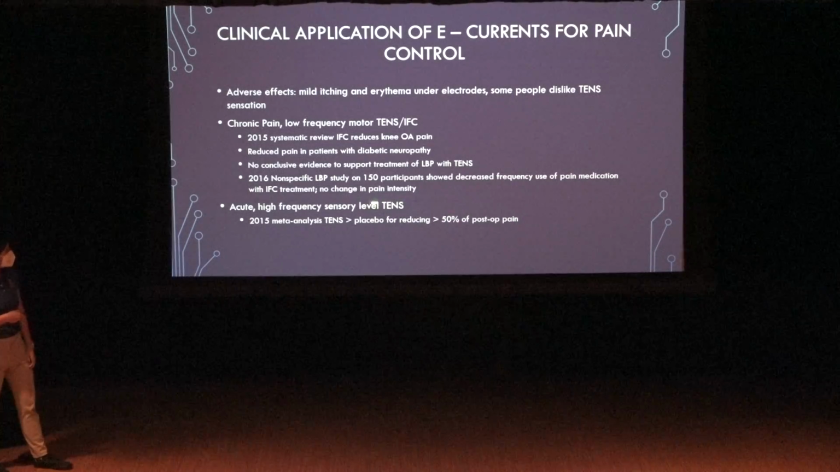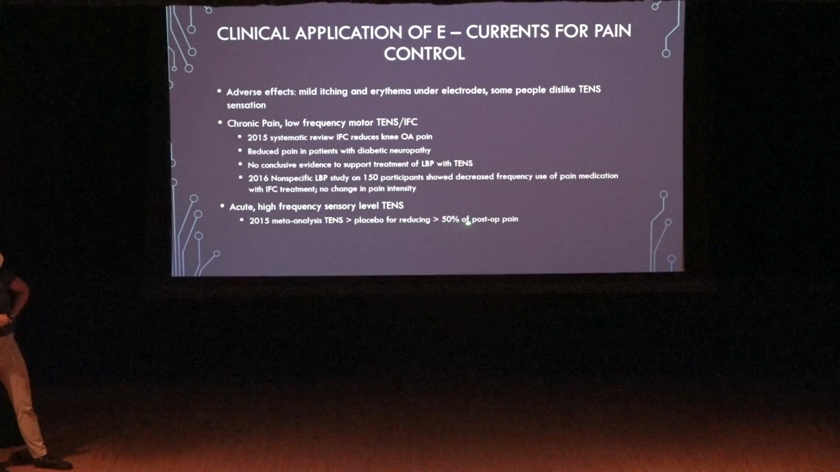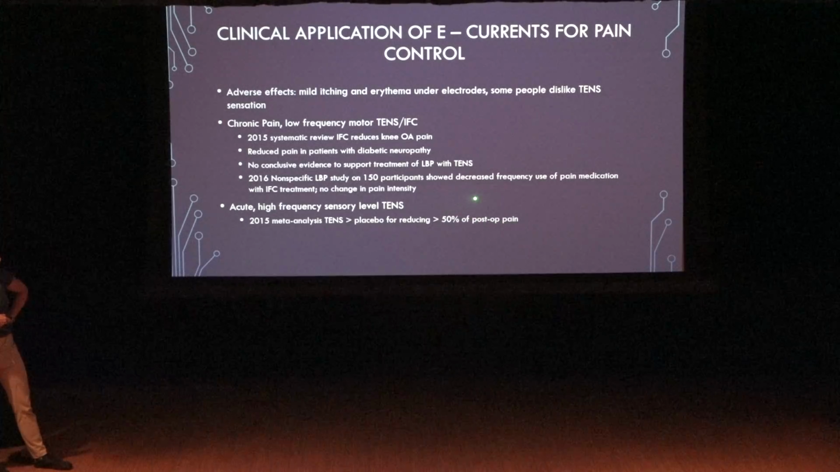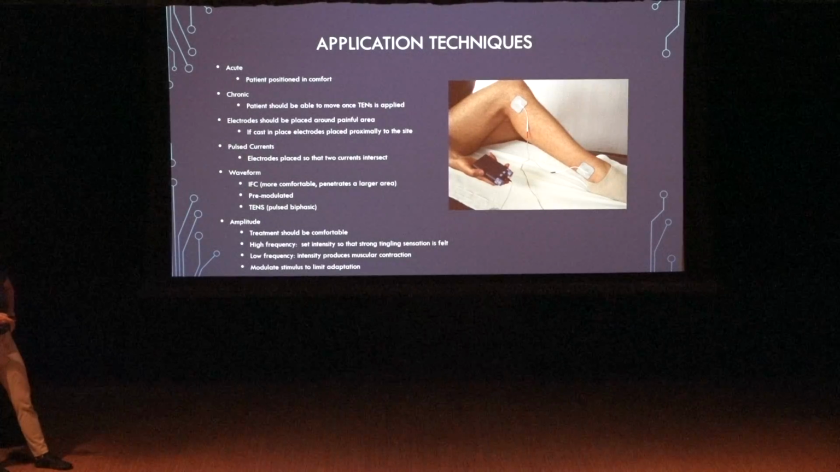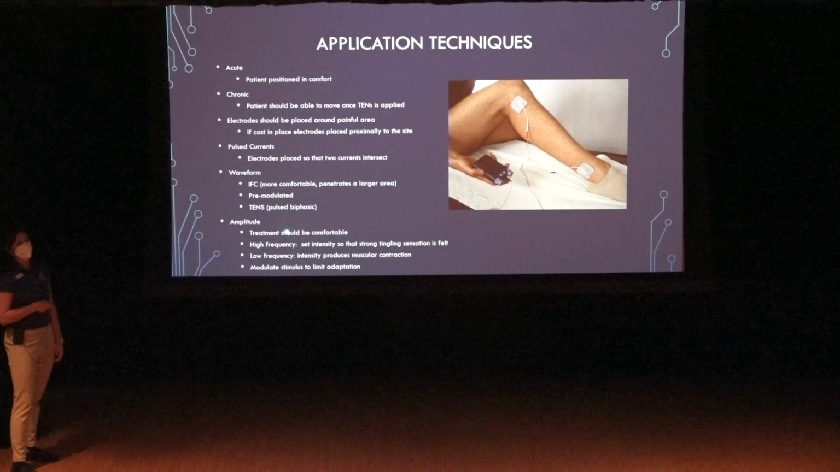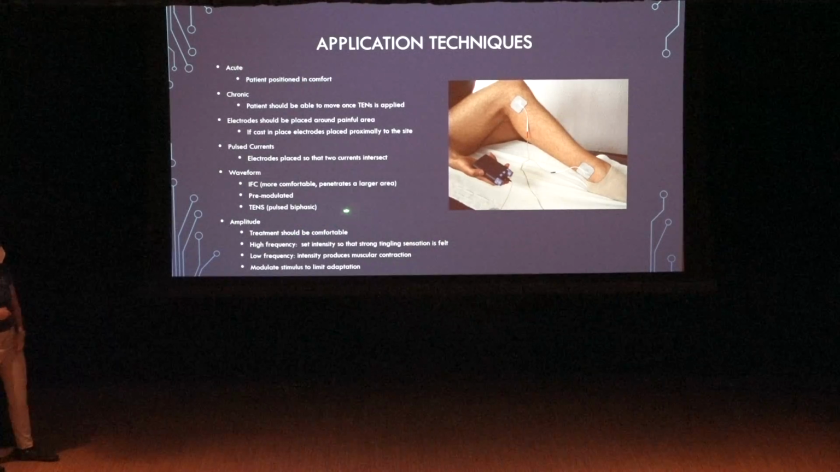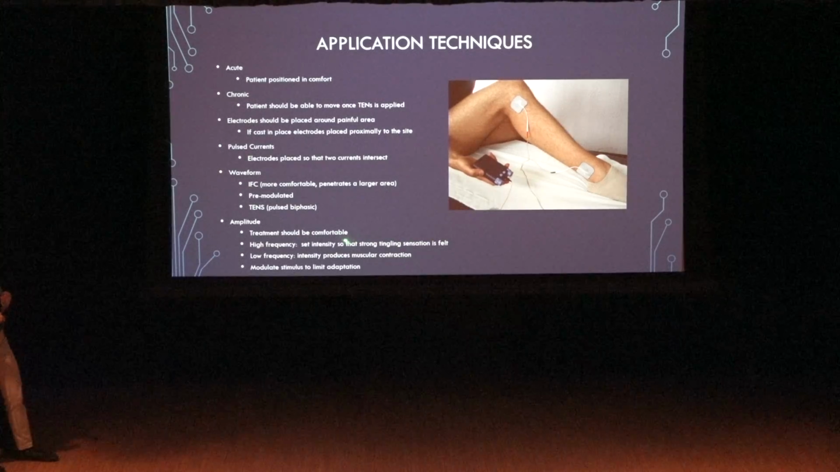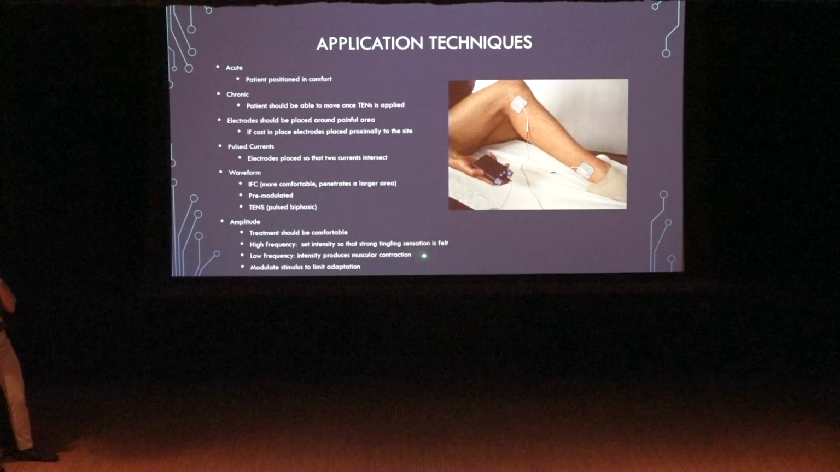For acute, it's acute high-frequency TENS. There was a study done showing that it decreased 50% of post-op pain. It's better than the placebo for reducing pain after operation. Okay? And these are the three waveforms, IFC, pre-modulated, and TENS that we typically use for pain management. Okay? Amplitude treatment should be comfortable. So this is the sensation so that you know you're at the right amplitude. You really want them to feel a strong sensation of tingling if you're trying to address that acute pain.